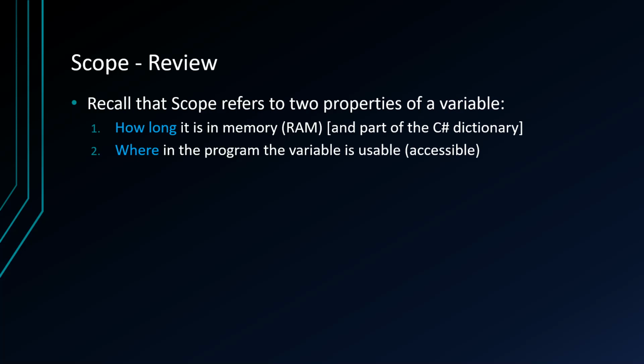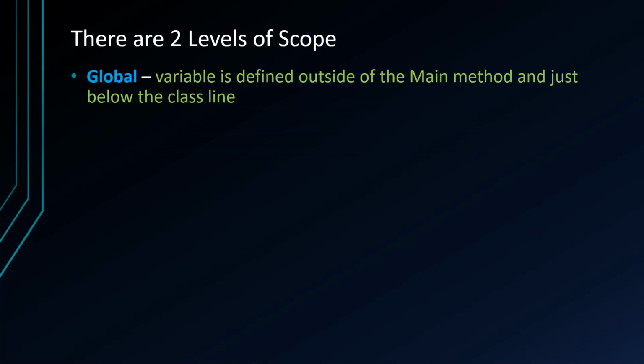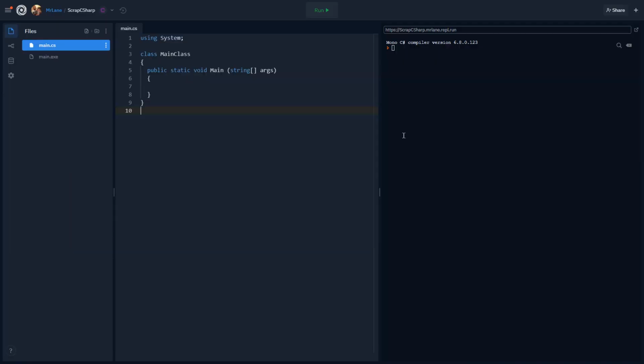Now, in order to do this, we need to remember that we've always created our variables in one of two places. The first place we created them was globally. We call these global variables, and these are variables that are defined outside of the main and just inside the class line. So what I mean by that is we create our global variables right up in here. So these are global variables.